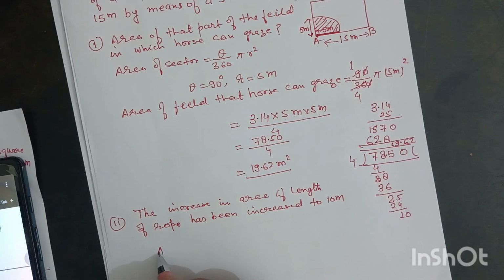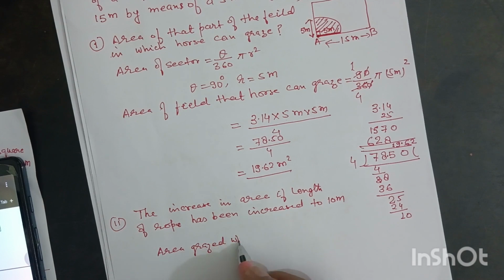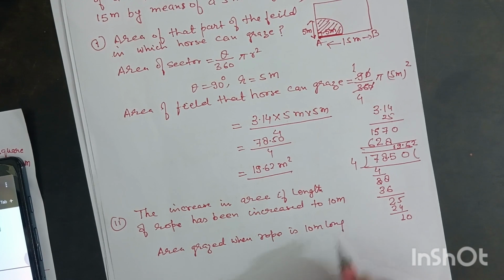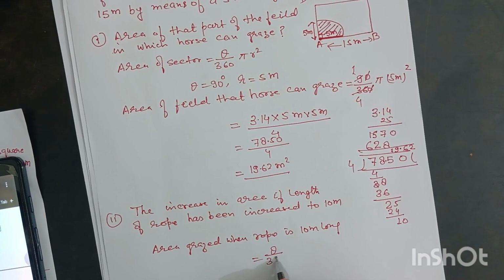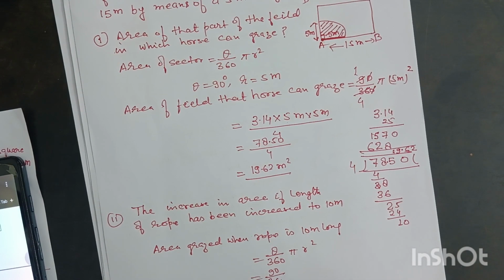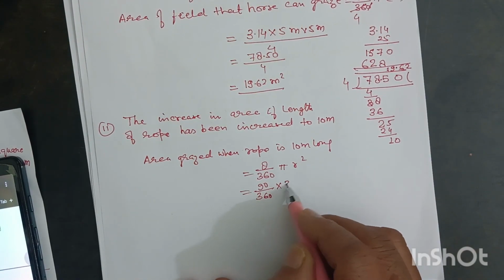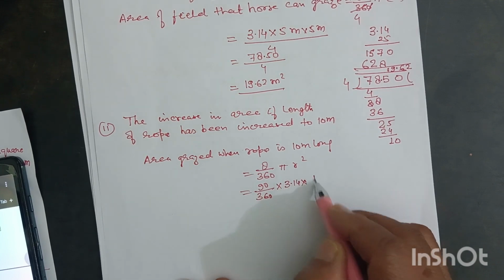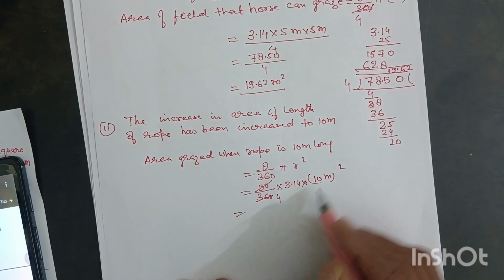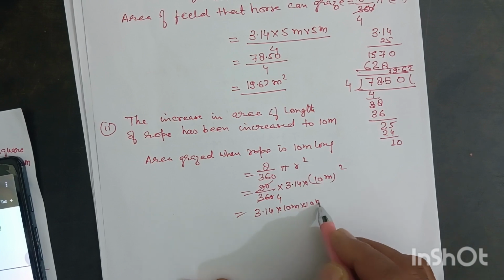Now area grazed when rope is 10 meter long. So that will be same formula, theta upon 360 pi r square. Theta is again 90 degree upon 360 into pi, you will keep 3.14 and radius is 10 meter square. So again 9 4 ja and 3.14 into 10 meter into 10 meter.